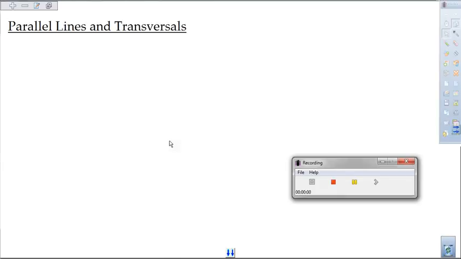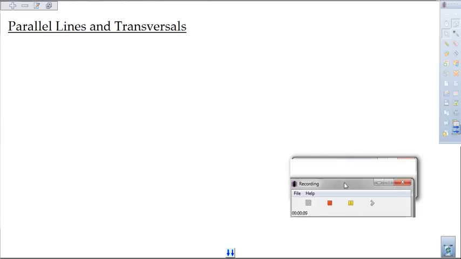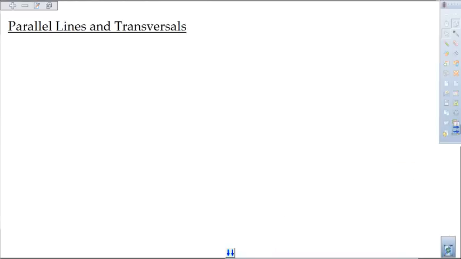Okay, parallel lines and transversals. Let's look and see what that has to do with proving triangles congruent. Okay, move that out of the way. Okay, let's look at that. And okay, let's say we're going to start off with a couple of triangles and look and see where the parallel lines come into play with that.